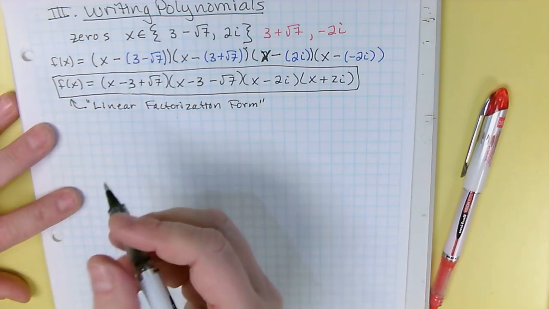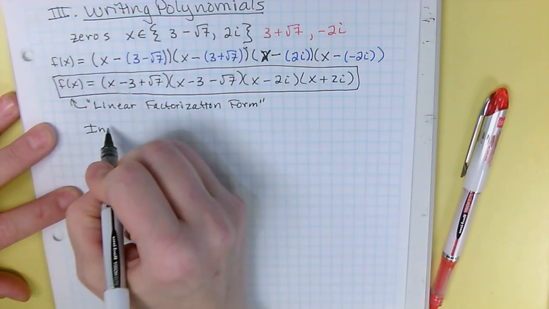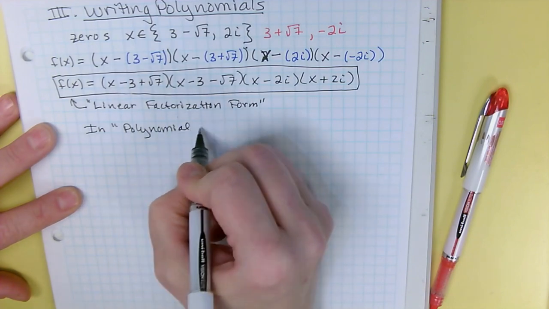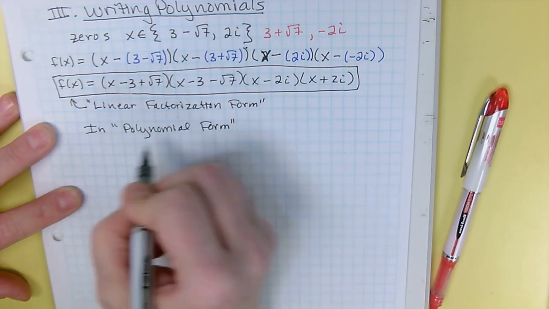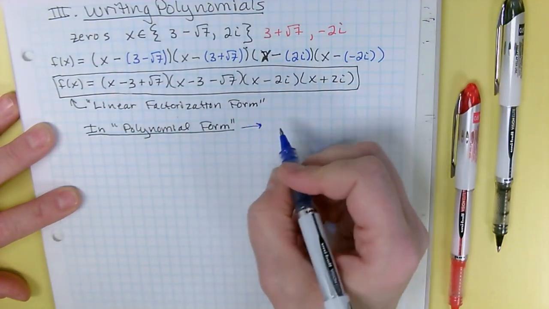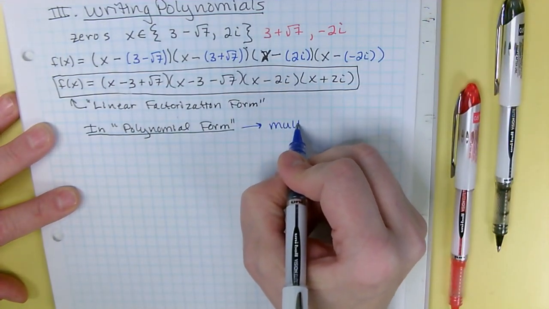All right, if they ask you to write it in polynomial form, this is a whole different ball of wax. This you have to multiply out.